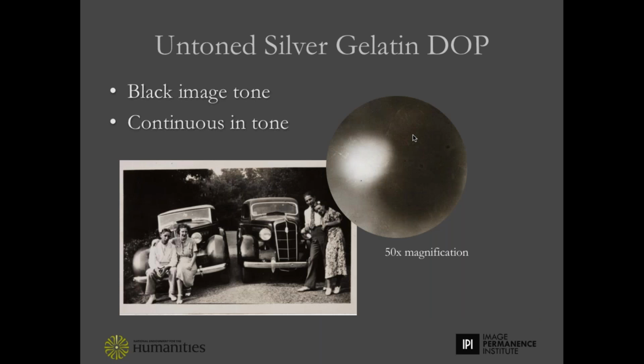Because the silver image particles are large, the image tone is black. However, even though these particles are big, they're still way too small to be visible with magnification accessible to us. So the image appears continuous in tone.